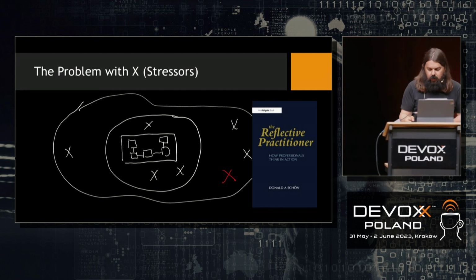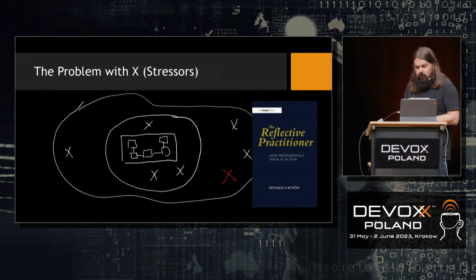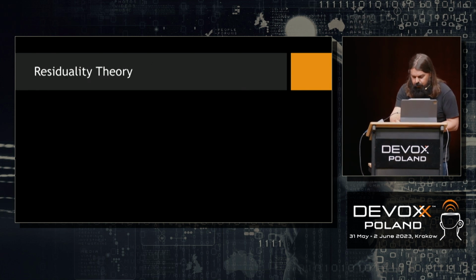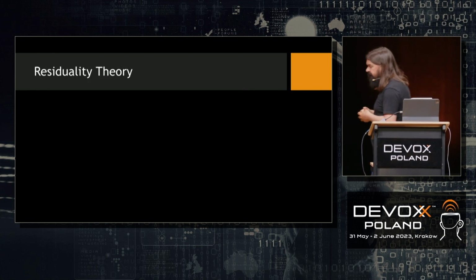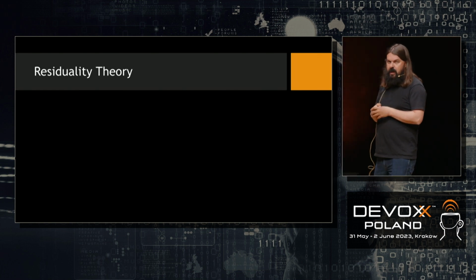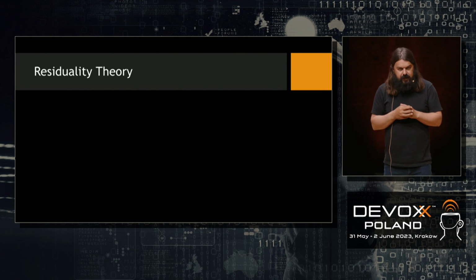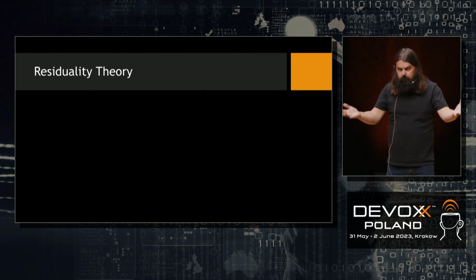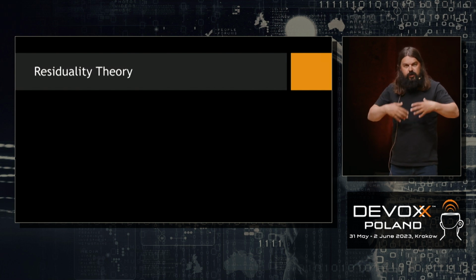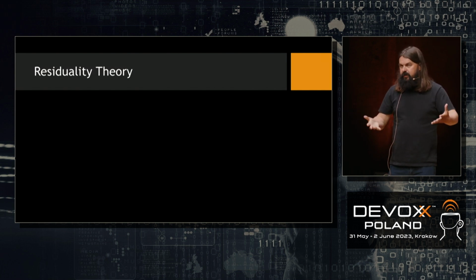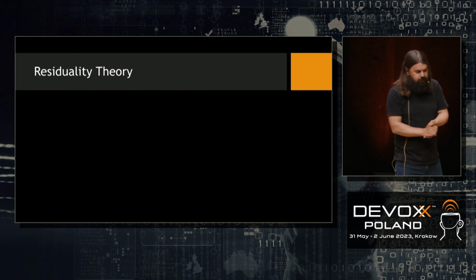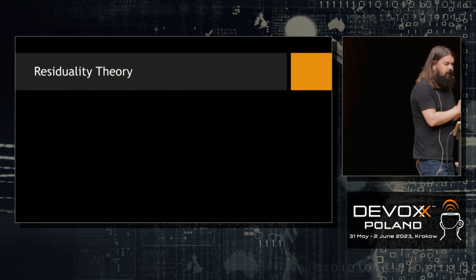So, how are we going to move beyond this? We need to think about these systems in a completely different way. And so what we're going to do is we're going to introduce this concept of residuality theory, which allows us to talk about complex systems without inheriting any of the structures of enterprise architecture. So we're getting rid of as much structure as we possibly can.